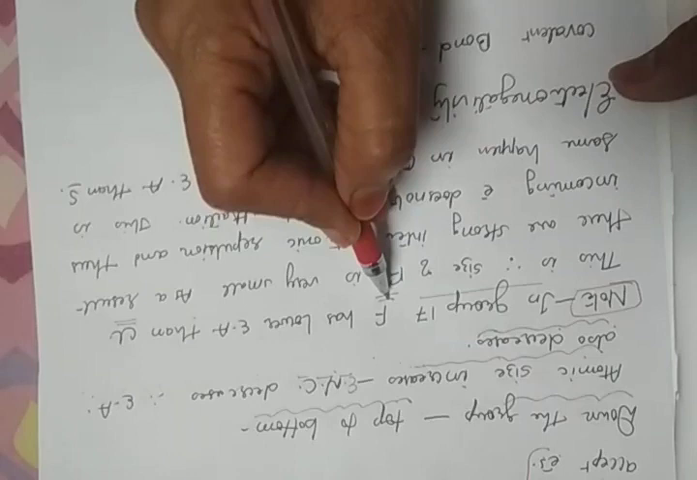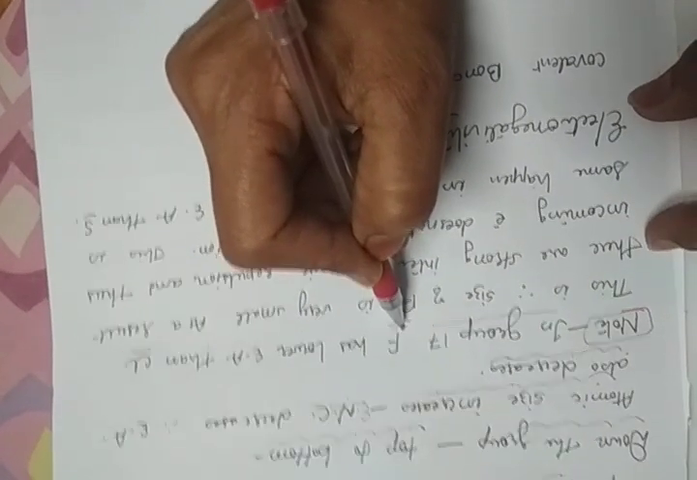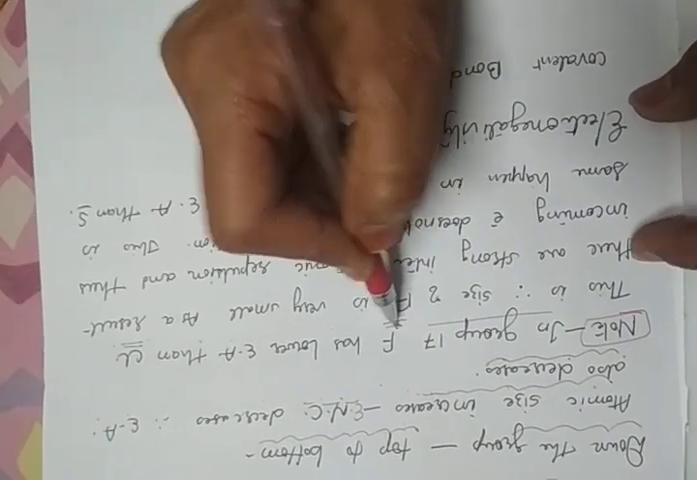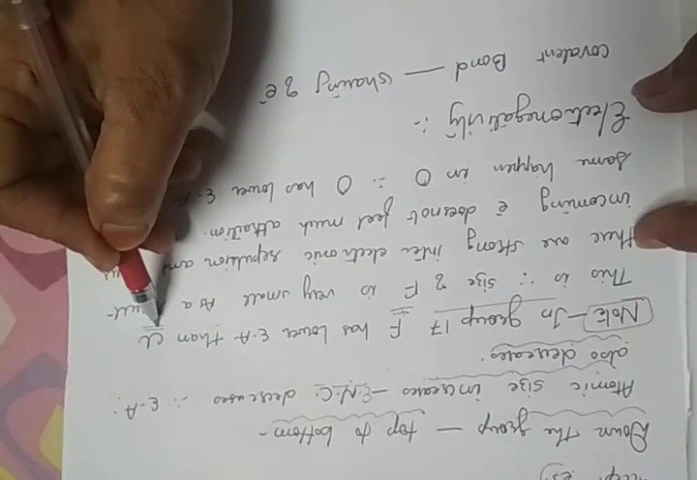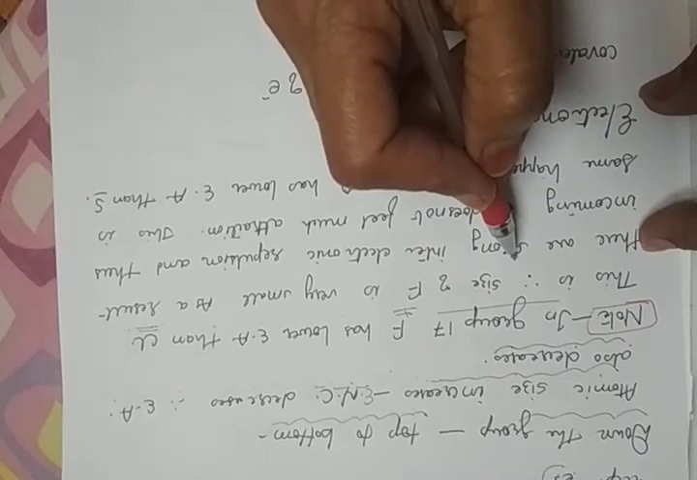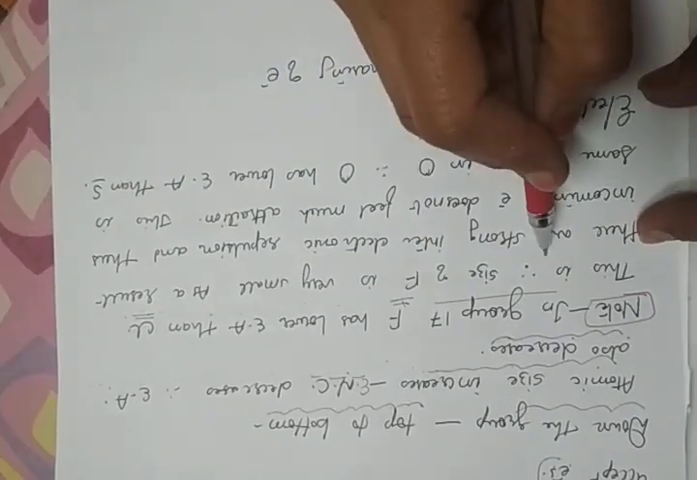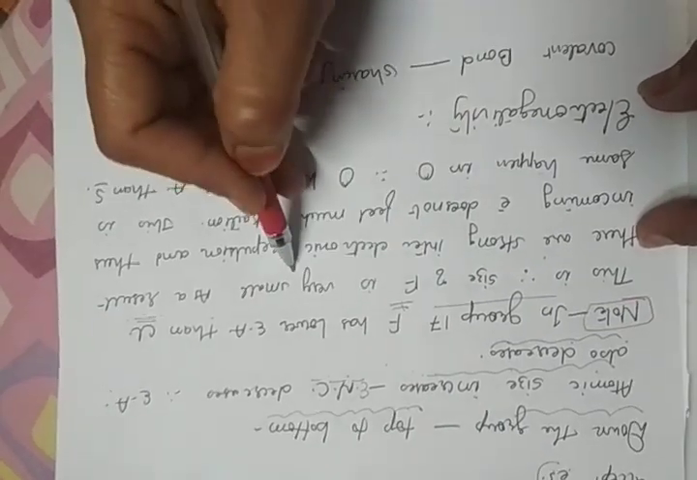We can say that in this 17th group, fluorine has a lower electron affinity than chlorine, because fluorine is present in the second period. It has 2 shells. Chlorine is present in the third period. It has 3 shells. So we can say that fluorine has a smaller size. So this lower electron affinity is because of what? Because the size of fluorine is very small.